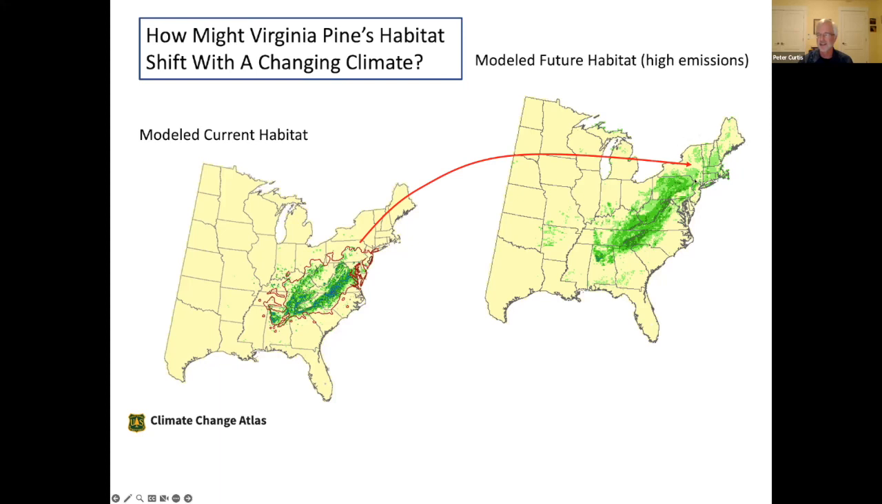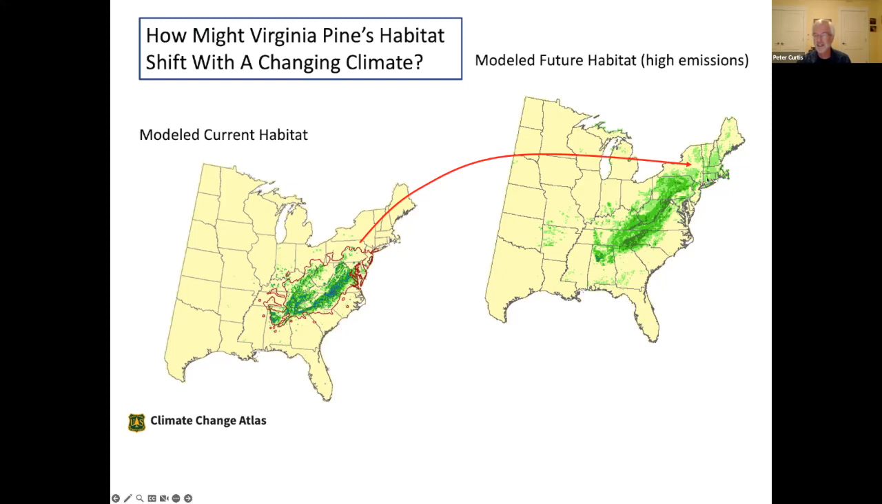So this is taken from the Intergovernmental Panel on Climate Change, one of their high emission scenarios, but one that's not unlikely to occur by the end of this century, maybe early into the next century. So that's the modeled future habitat. And what you can see, the green area is suitable habitat for Virginia pine.